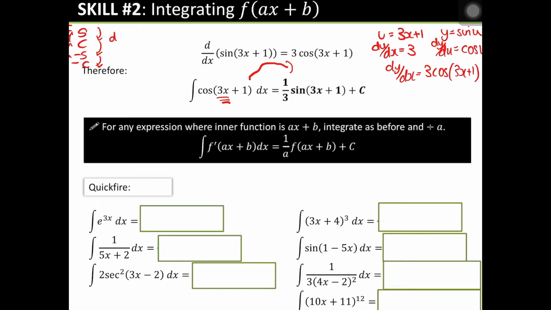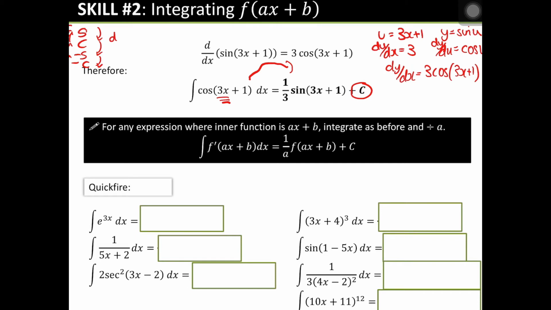So if we wanted to integrate cos of 3x plus 1, okay, all we'll have to do is integrate it as normal. So integral of cos is sine, but then we've got to make sure we times that by 1 over a. You've also got to make sure you remember your constant of integration each time as plus c. So in general, for any expression where the inner function is ax plus b, we integrate as usual, but we also have to take out a coefficient of 1 over a. We'll have to look at other ones where they're not ax plus b. Okay, so a couple of examples for you.